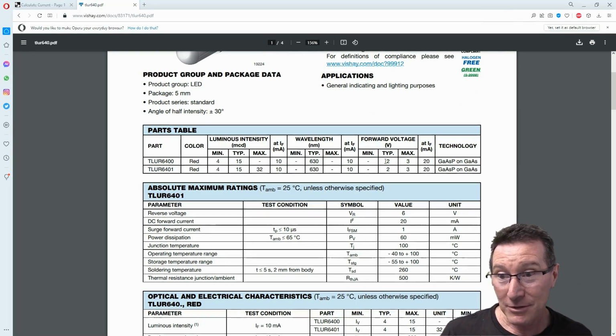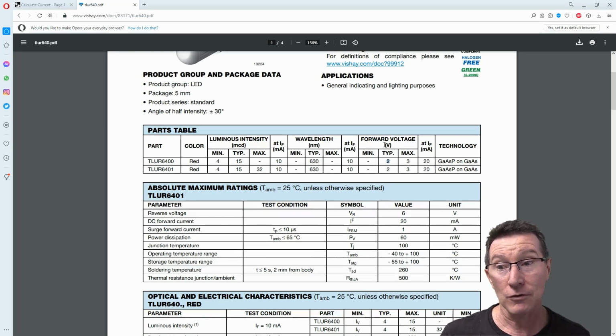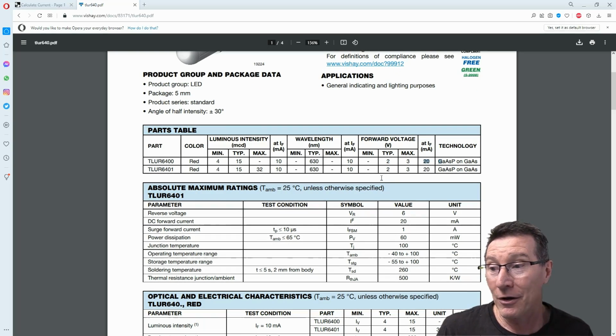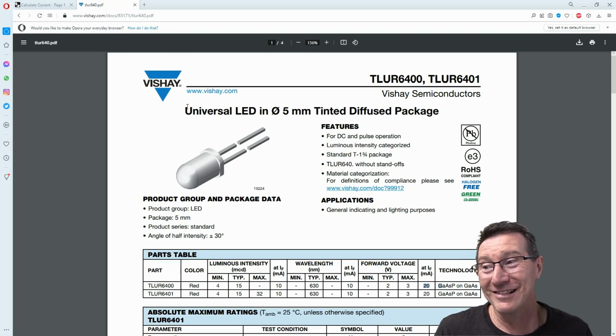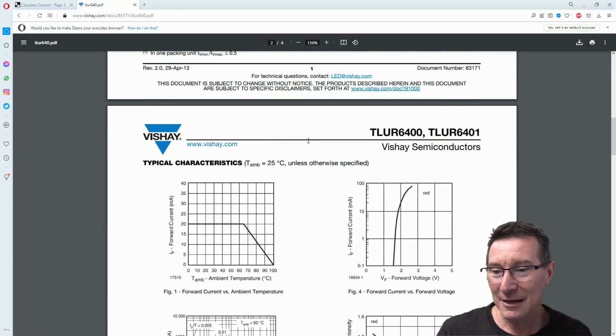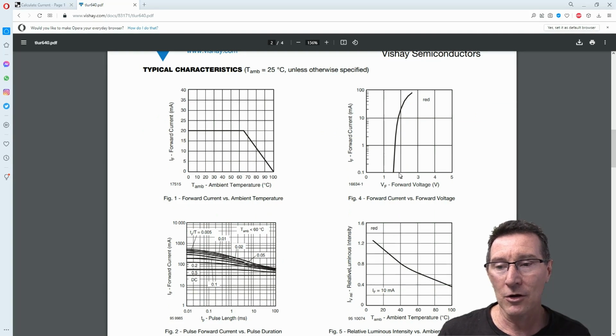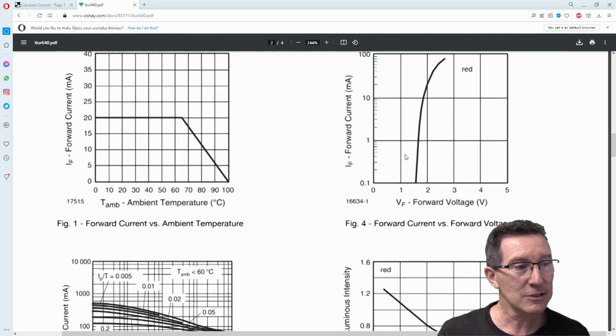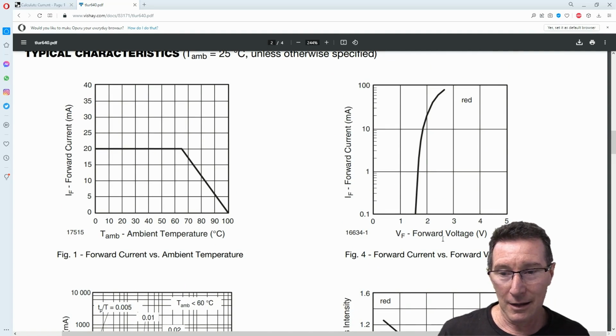Anyway, this so happens to be typical voltage 2 volts. There we go, forward voltage at 20 milliamps. So this is bang on. It literally is a universal LED. But of course, you go down here, and here's the characteristic curve. Of course, it's non-linear. Forward voltage, sure enough, 2 volts at 20 milliamps there.